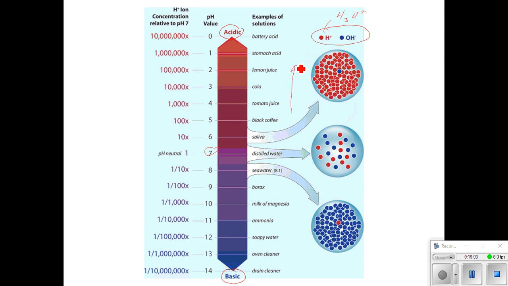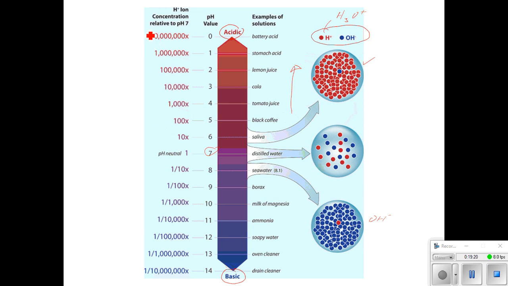So as we go to more acidic solutions, we have more of these red spheres, so this would be an acidic solution. As we go to more basic solutions, we have more and more of the hydroxide, which are the blue circles or spheres according to this diagram.